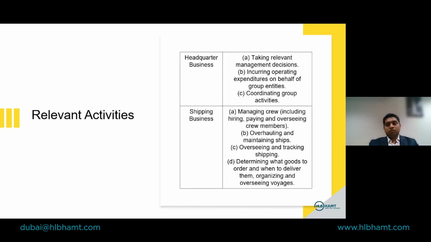And moving on to the next activity, shipping business. Shipping business is mainly where the company is into managing crew, overhauling and maintenance of ship, overseeing and tracking the ship, and determining what goods have to be ordered and when delivered. So basically, a company which manages the ship and facilitates the shipping activities to the customer. So the first 4 categories were not amended and are kept the same.